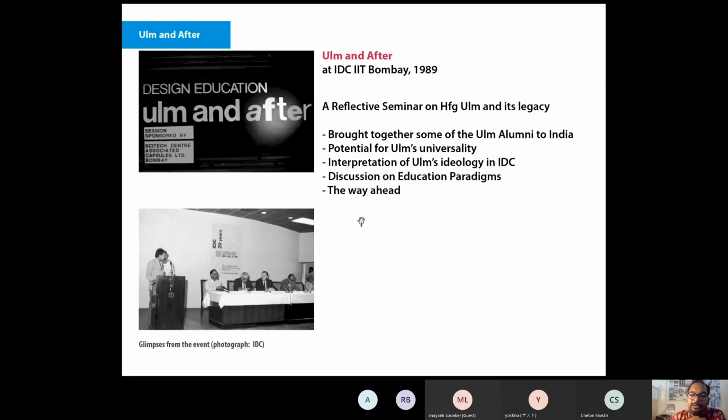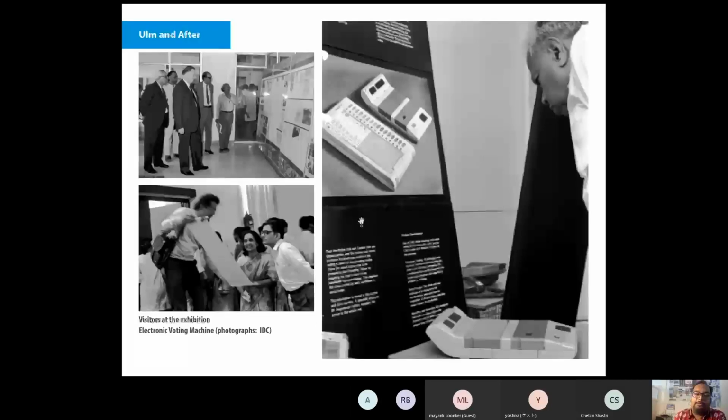So one of the important conferences that happened in India was Learning from Ulm in 1989. It looked into the heritage of the HFG Ulm, and how it has fared, how it has continued the very basic ideas or the ideologies of Ulm. How Ulm design was taken forward, and especially I have placed this particular device known as the electronic voting machine, which is the method to elect leaders. And so this was also based on that same ideology. This was exhibited in 1989.